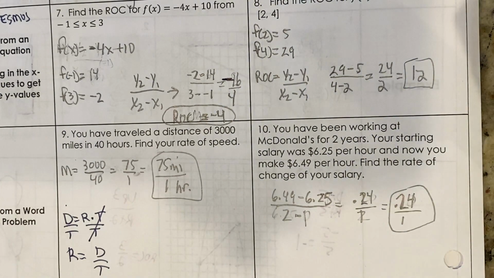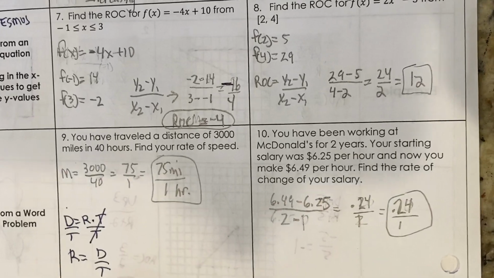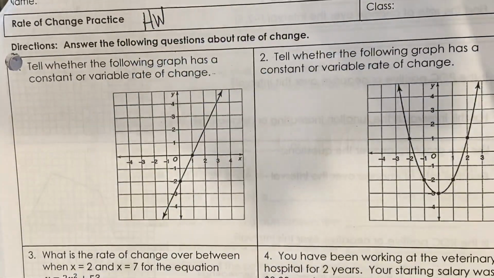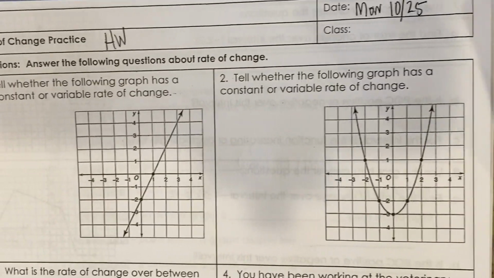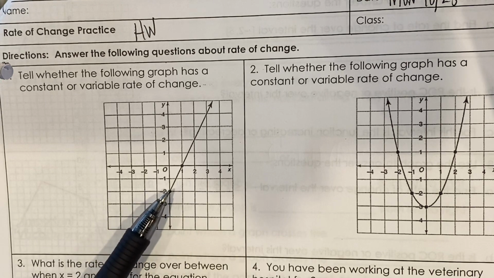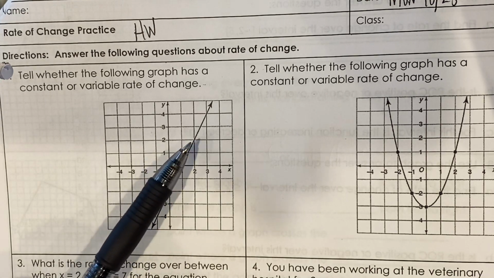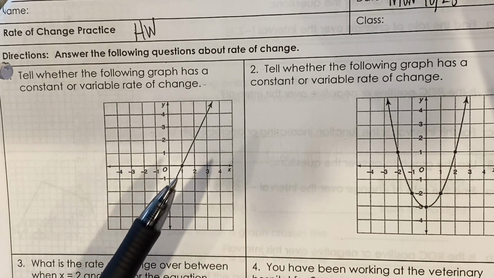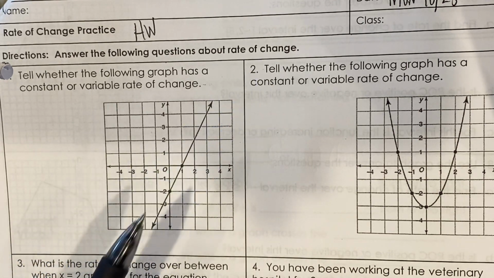Not bad. All right, so that is the notes and the examples. So you'll notice here is your homework page. Right away you can see, tell whether the following graph has a constant or variable rate of change. Well, look at it. It's going up a certain amount over, up a certain amount over, up a certain amount over. Is that staying the same? Well, it's not a curved graph, is it? It's a straight graph, so that should be easy.